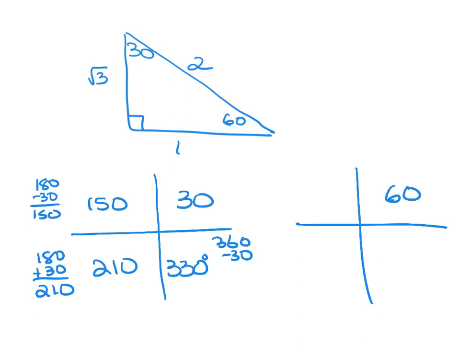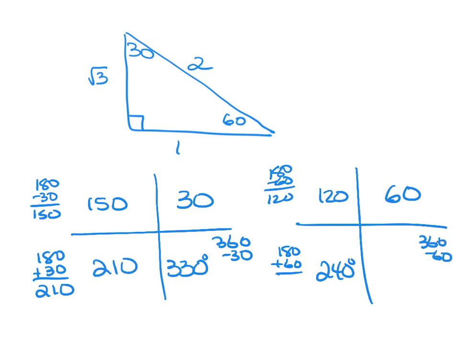Now for the 60, again, 180 minus 60 is 120. 180 plus 60 is 240. And 360 minus 60 is 300. Again, you're still doing your all students take calculus, so that way when you get your problem, you're going to know which two to eliminate, depending on the sign.